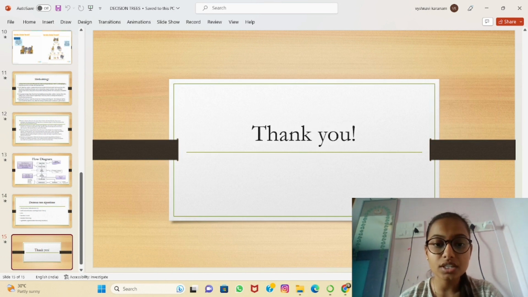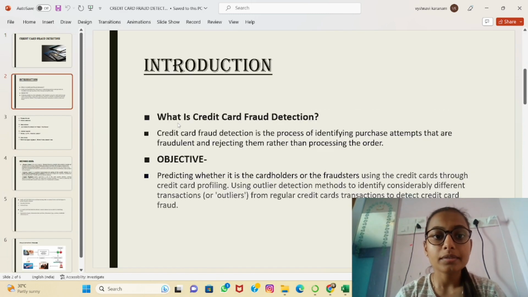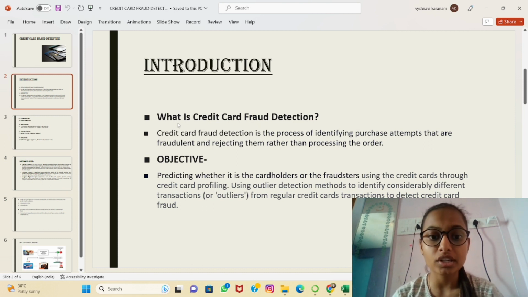This is the presentation I have prepared on decision trees. Now let us go to the project we have done. Now I'm going to tell you about credit card fraud detection. Let me introduce you to credit card fraud detection. So what basically is credit card fraud detection?